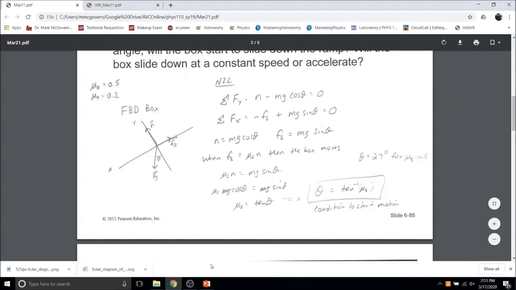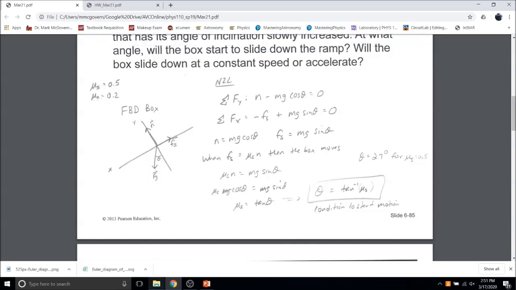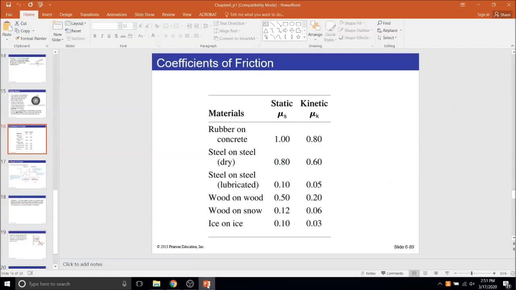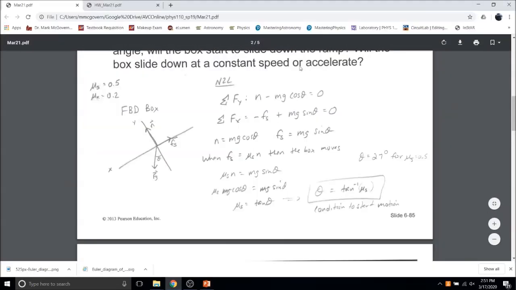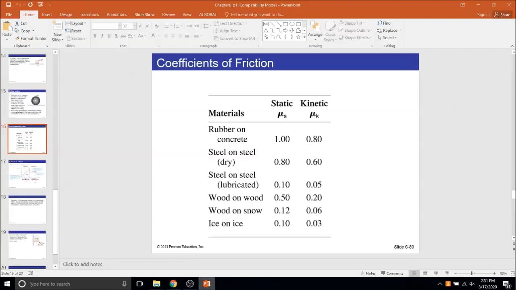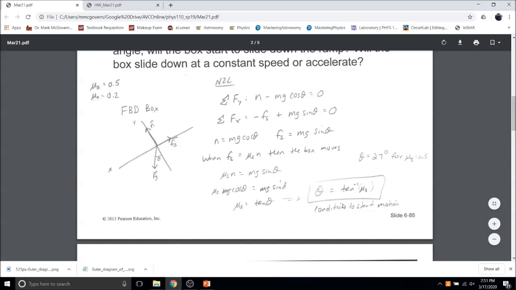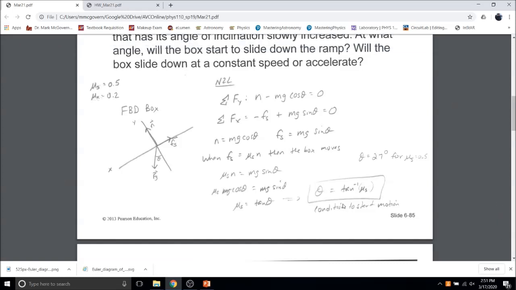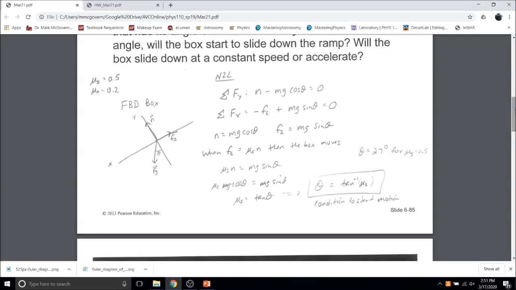Obviously, if your static coefficient is higher, like if we did rubber and concrete, that's 1. What's the inverse tan of 1? 45 degrees. So if you got a situation of rubber on concrete, which is like cars on roads, your coefficient of friction is 1, your angle is 45 degrees. So you don't want to make a road with a greater grade than 45 degrees because you're going to get all your cars slipping and falling down the road. So that doesn't work. Anyway, that's a really great equation.